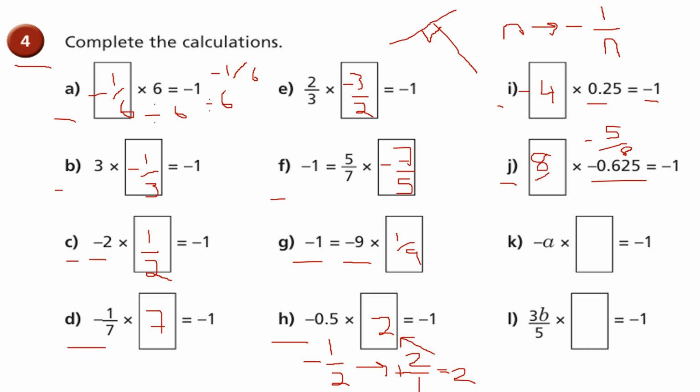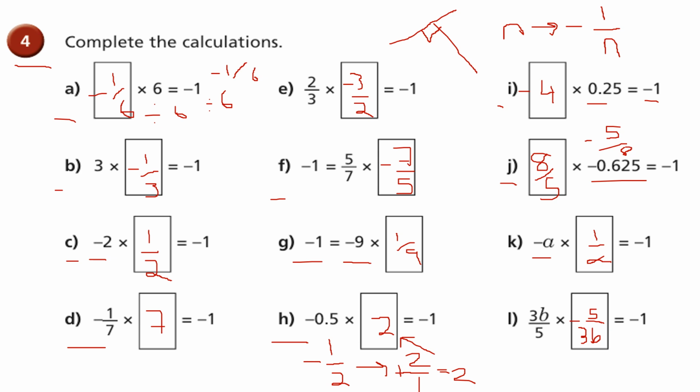What about K, guys? Minus alpha times what is -1? That'll be 1 over alpha. And then L, 3b over 5 times what is -1? Do the reciprocal and negate it. So that'll be minus 5 over 3b. So do the negative reciprocal of the fraction.